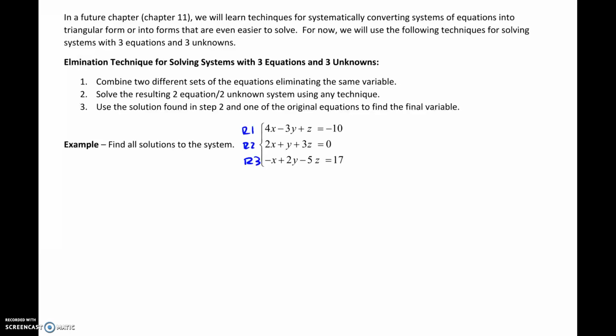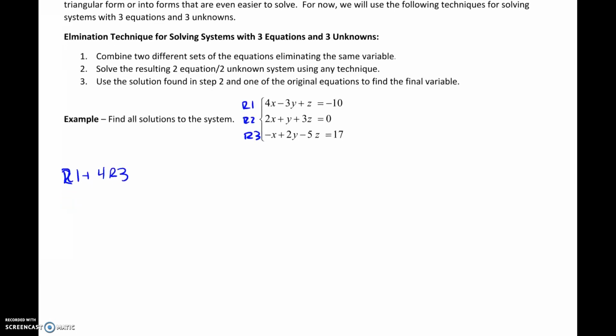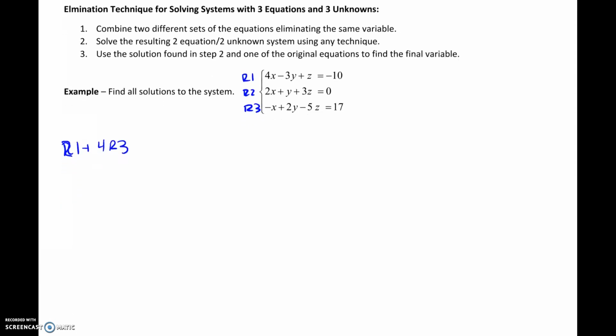First you're going to combine any two of your equations to eliminate a variable. So I'm going to combine row 1, and I'm going to write what I'm doing so that I can go back and figure out what I did, and I'm going to add that to 4 times row 3. The reason I write them like this is because when we do matrices, this is what you're going to have to do. So I'm getting you used to using the right techniques at the beginning.